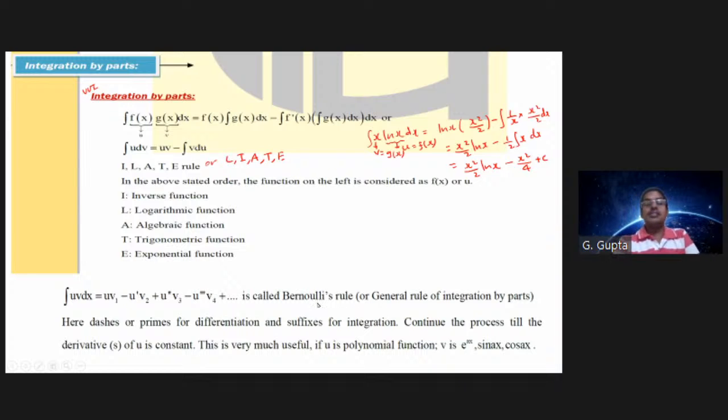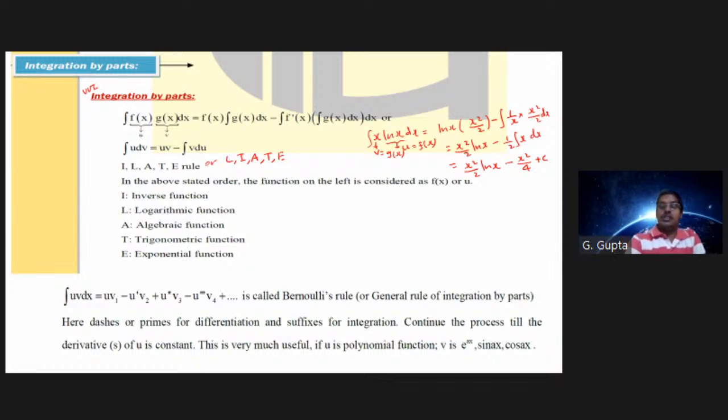Some people, instead of Bernoulli rule, call it the general rule of integration by parts. What exactly is this? Integral uv dx is equal to u into v1, minus u dash into v2, plus u double dash v3, minus u triple dash v4, plus etc. Dashes are increased by 1. Suffixes are also increased by 1. The dashes or primes stand for the number of times of differentiation. Suffixes stand for the number of times of integration. For example, suffix 2 means 2 times integration, and double dash means 2 times differentiation.